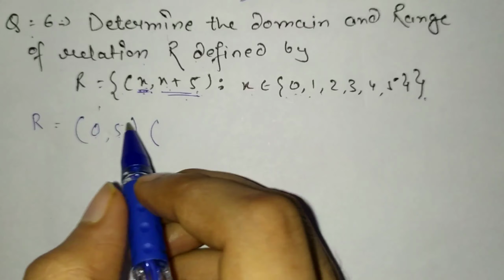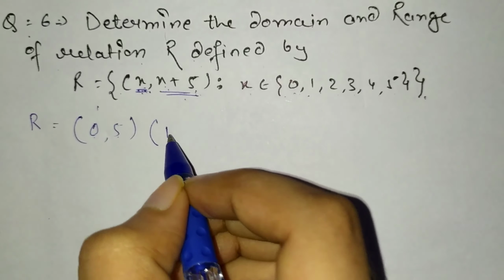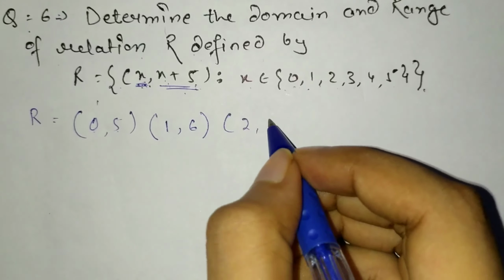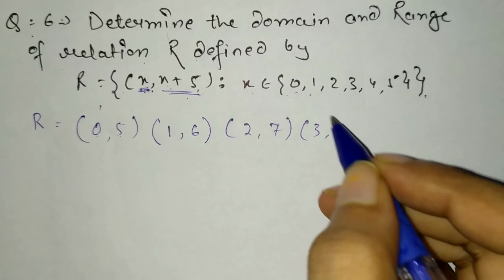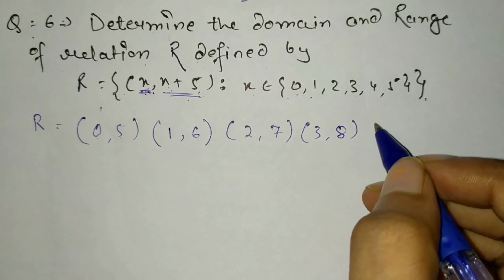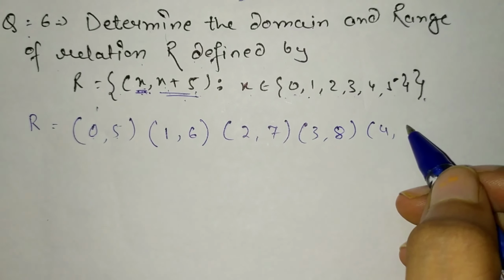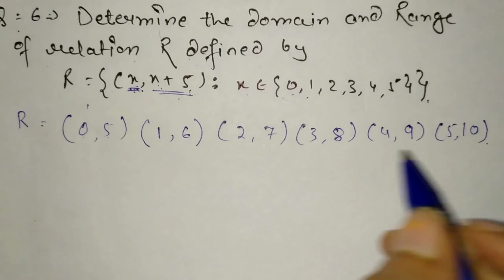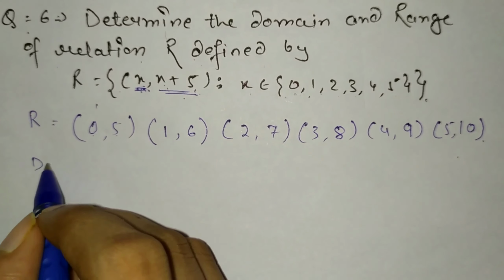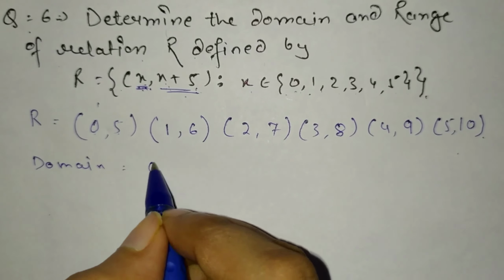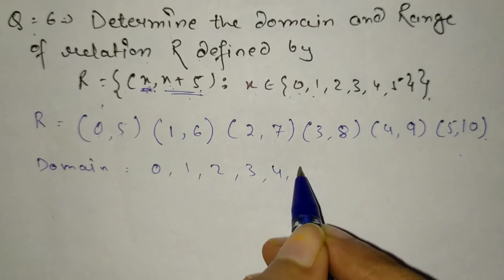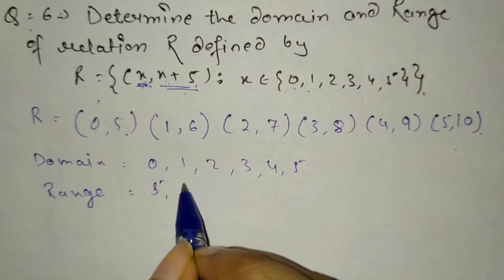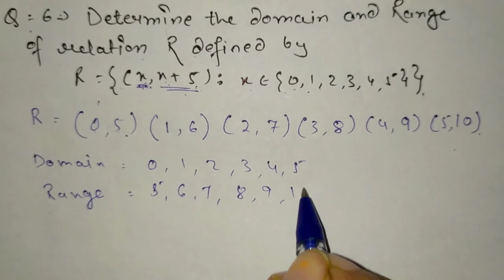Similarly if we take the first value x equal to 1, then 1 plus 5 is equal to 6, 2, 2 plus 5 is equal to 7. Similarly 3, 3 plus 5 is equal to 8, 4, 4 plus 5 is equal to 9, and 5, 5 plus 5 is equal to 10. So this is our relation, and here the domain is the first value of the relation, that is 0, 1, 2, 3, 4 and 5, and the range is the second value of the relation, that is 5, 6, 7, 8, 9 and 10.